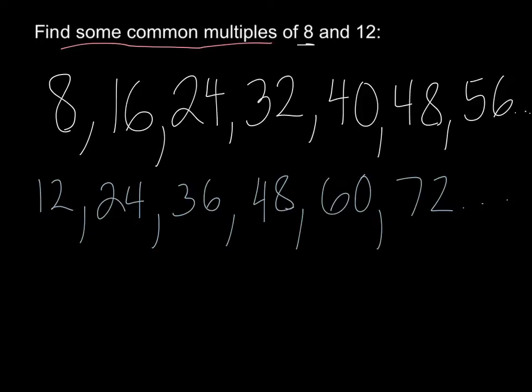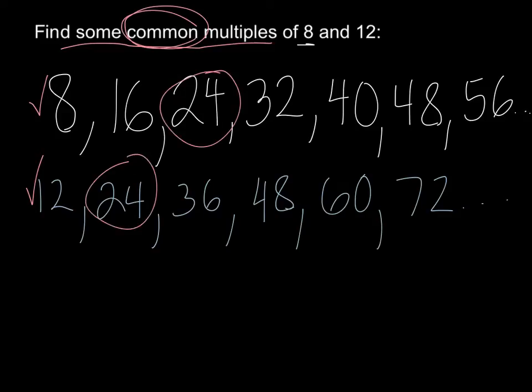So it's just like it sounds. Here I've got a list of the multiples of 8. Here I've got a list of the multiples of 12. I need to find what multiples are common, the same, between both lists. So let's take a look. 8, 16. Alright, I've got my first pair of common numbers. 24 is common. It's in both the 8 list and the list of the 12s.